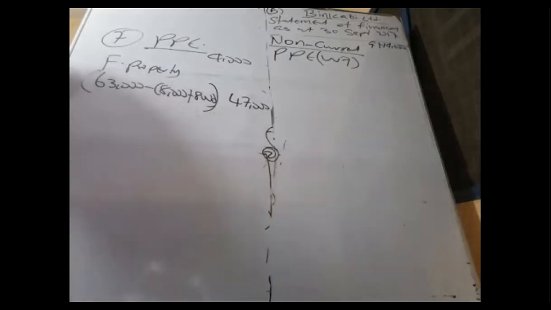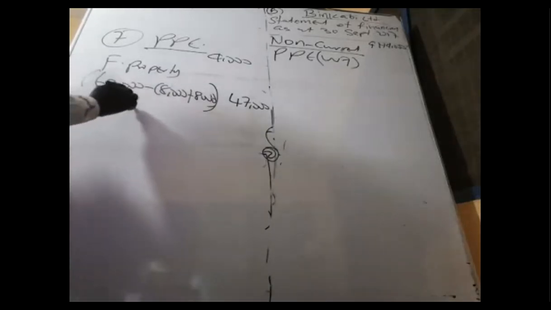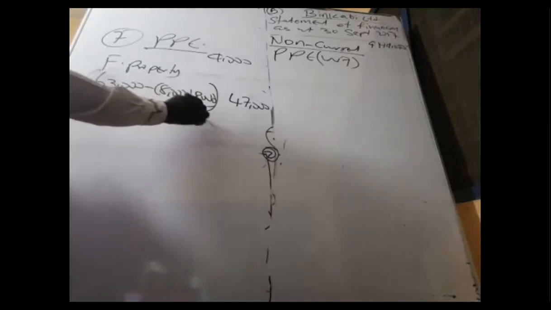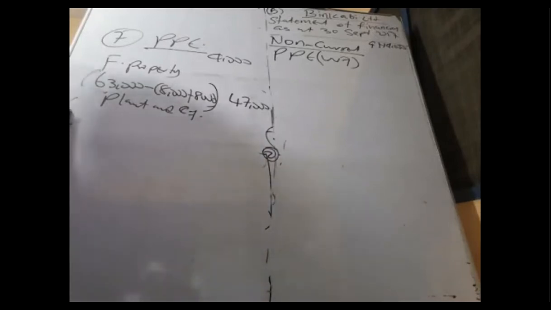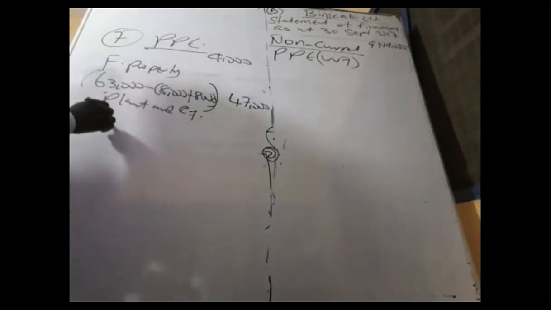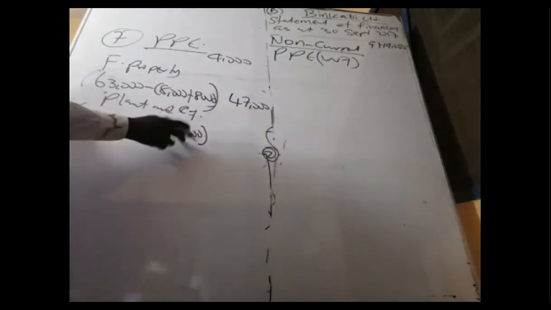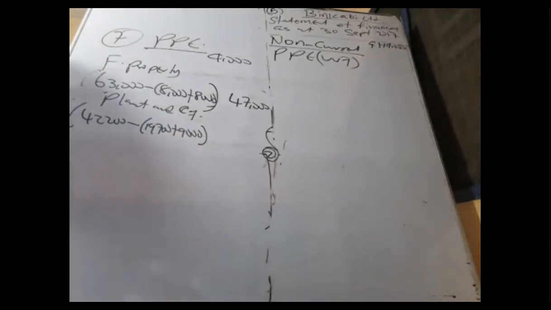The next asset on the list, plant and equipment. So plant, the same thing. Plant and equipment, and open a bracket. The cost happened to be what? So let's go to the... so the cost is 42,200, and then the accumulated depreciation, which is 19,700, plus the 9,000 that we had. So here it will be 42,200 minus, in bracket, 19,700 plus the 9,000 cost of sales. This 9,000 is in the cost of sales.